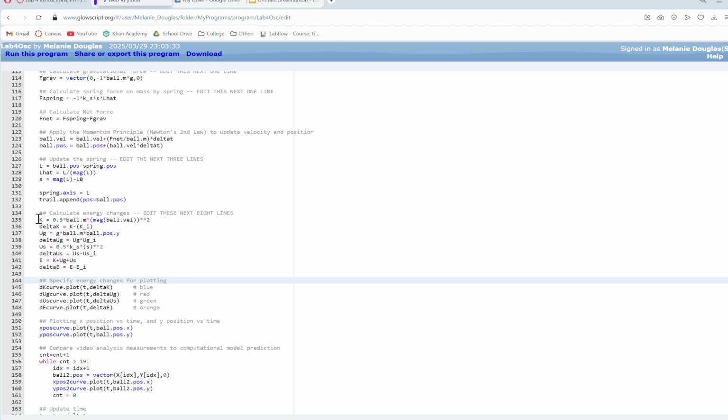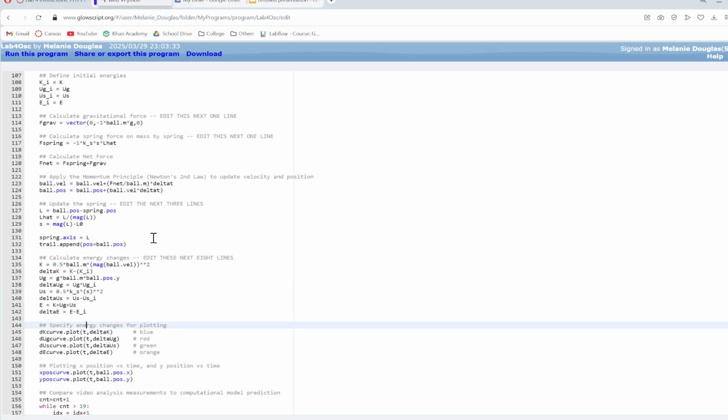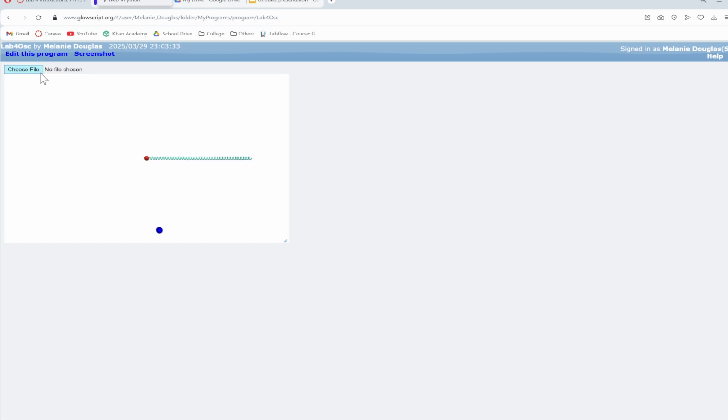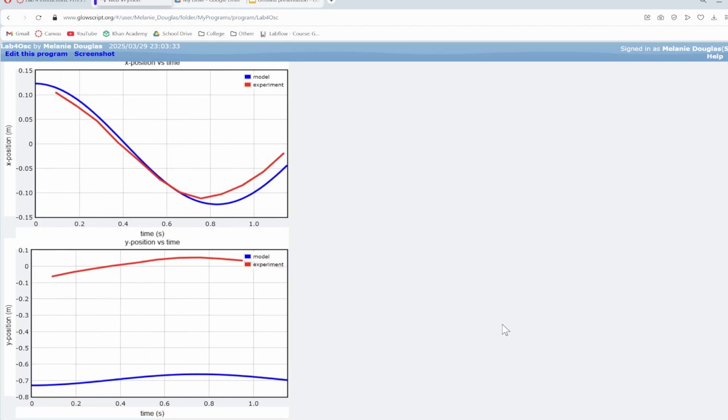Here's the kinetic energy, changing kinetic energy, and so on. Then gravitational potential, spring potential, the total energy, and the change in the total energy. So that's pretty much it. And you see our code again, it changes similarly. Thank you.